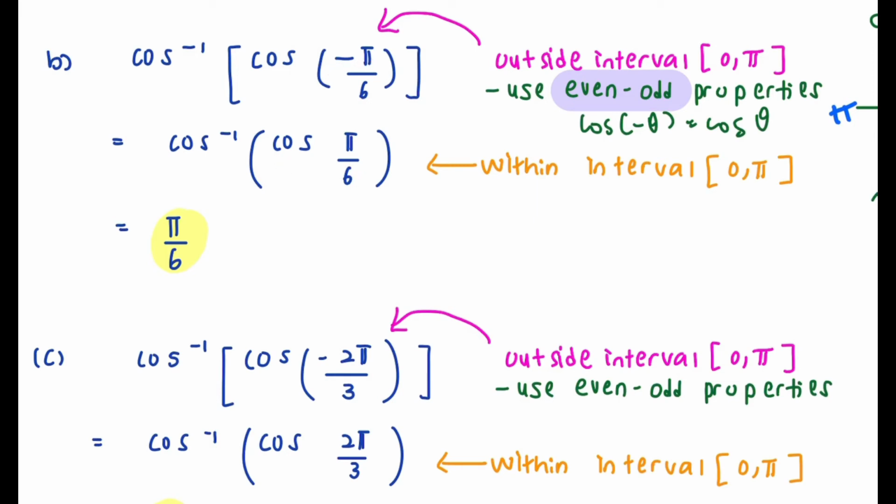So now pi over 6 is in quadrant 1. It is within the interval 0 and pi. Therefore, we can just take the answer. This is just pi over 6.